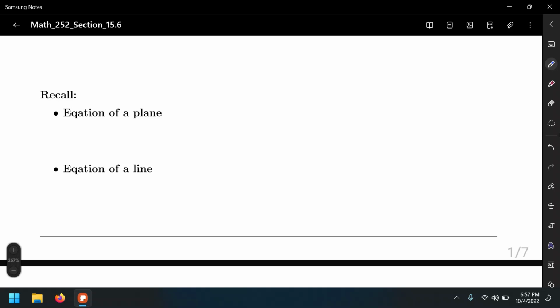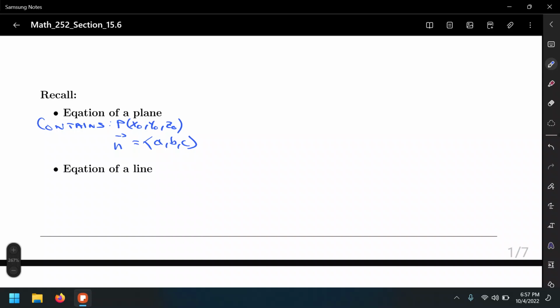Another thing that we want to recall, to put this together in the context of tangent planes, is the equation of a plane. Well, there's a misspelling here. There should be a U here. All right. So number one, let's recall what the equation of a plane is. The equation of a plane contains the point P, x naught, y naught, z naught, and also contains the normal vector a, b, and c.